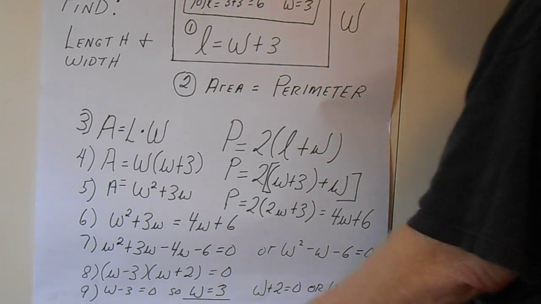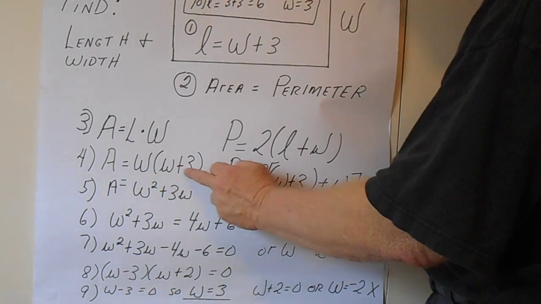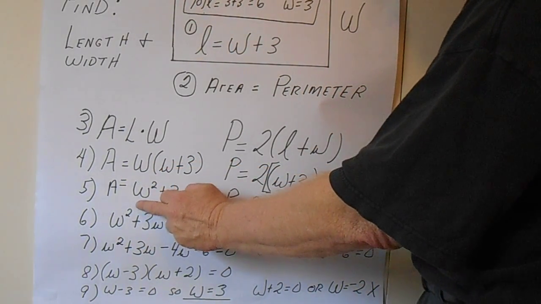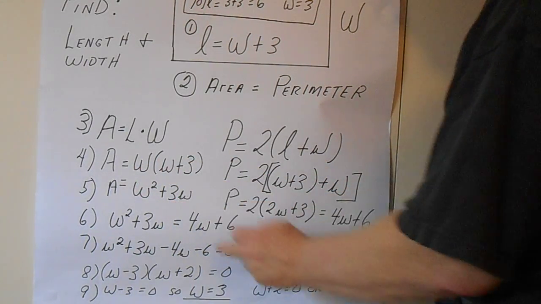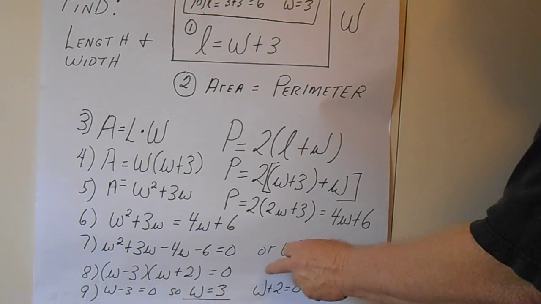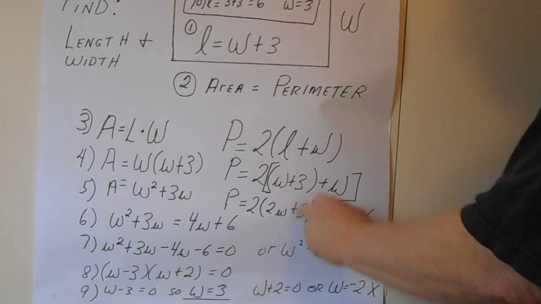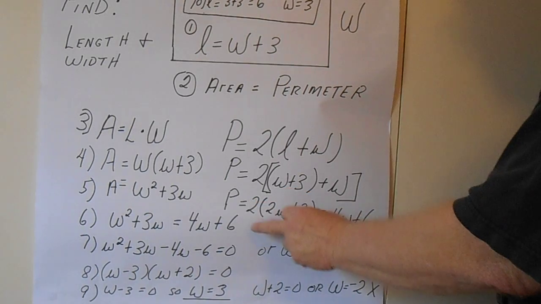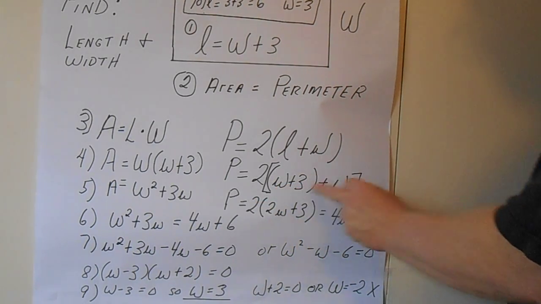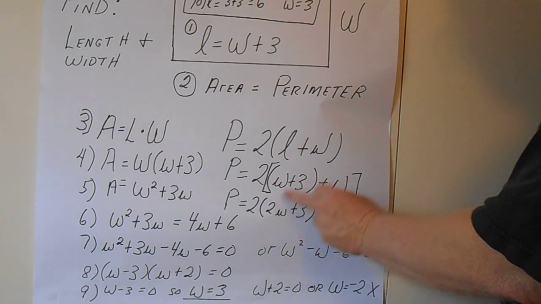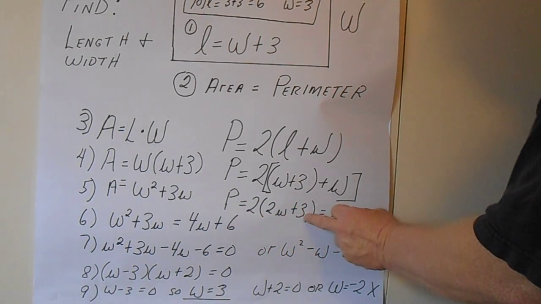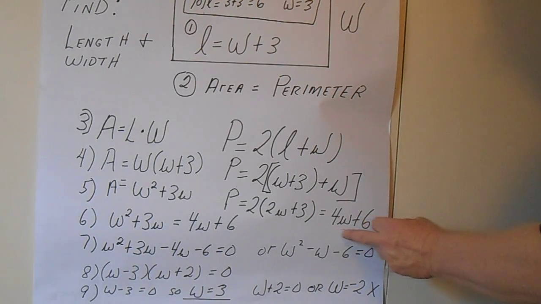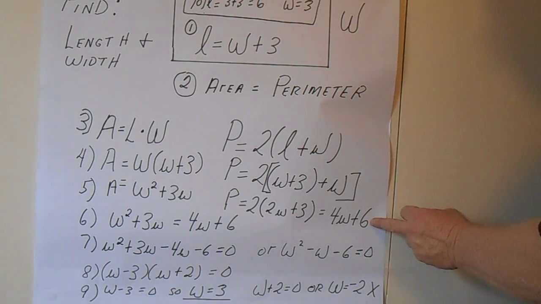Step 5, on the left side, we just multiply this out. W times W is W squared. W times 3 is 3W. On the right side, we have to do some simplifications. So up in here we have W plus W, that's 2W, and we bring down the 3, so perimeter is equal to 2 times 2W plus 3, or simplifying further, 4W plus 6. So perimeter is 4W plus 6.